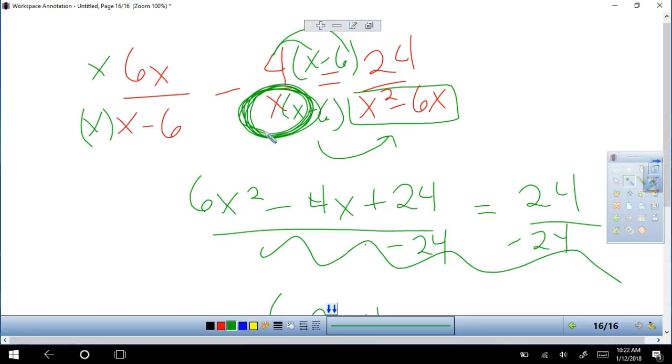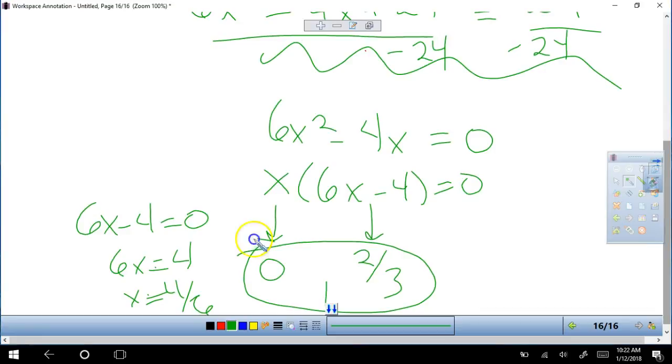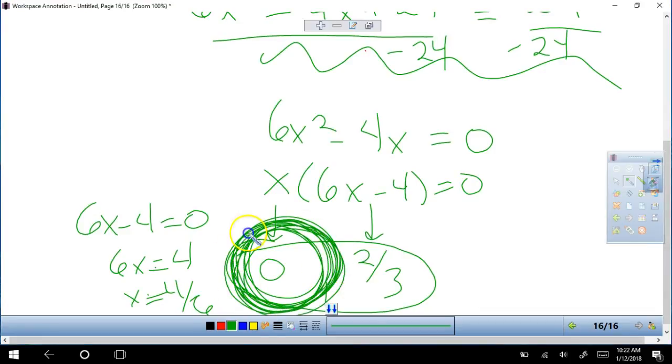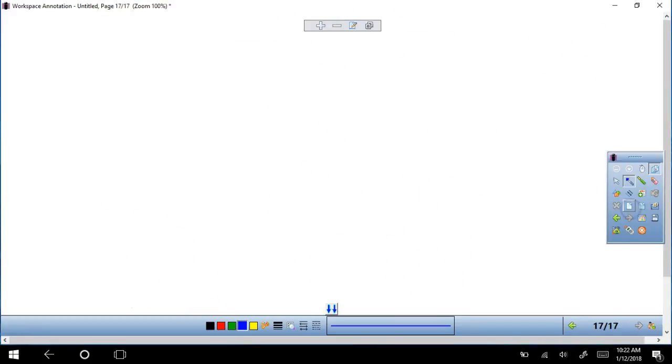So my only actual answer is, I'm sorry, 2/3. 2/3 is my only actual answer because 0 gave us an undefined result, because you can't divide by 0. Alright, let's keep trucking.